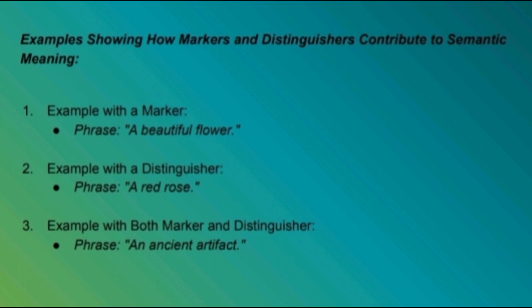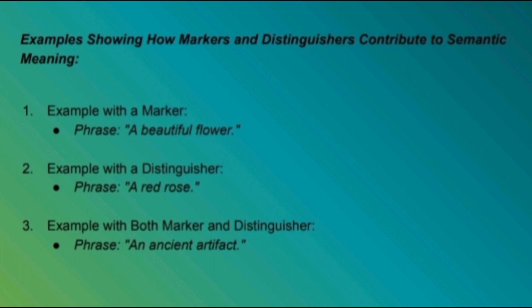And on the next page, we have examples showing how markers and distinguishers contribute to semantic meaning. So we have the first one, example with a marker phrase, a beautiful flower. In this example, the word flower acts as a marker representing the core concept of a floral entity. The adjective beautiful adds a layer of appreciation but doesn't fundamentally alter the basic meaning of a flower.